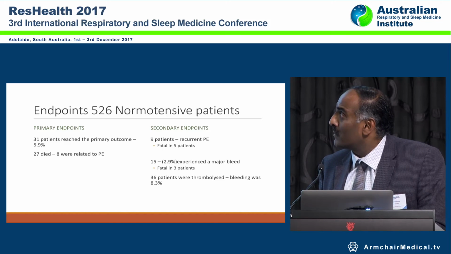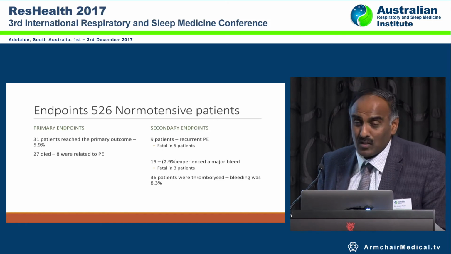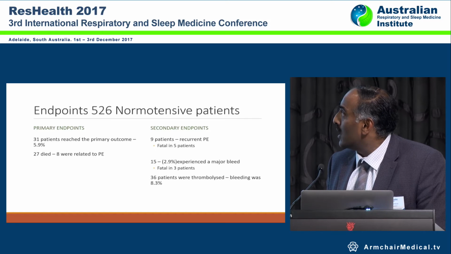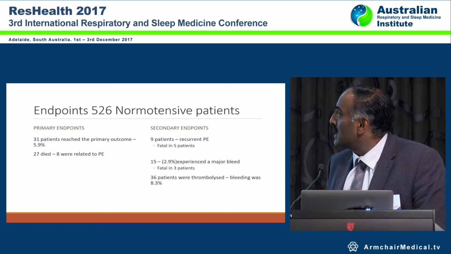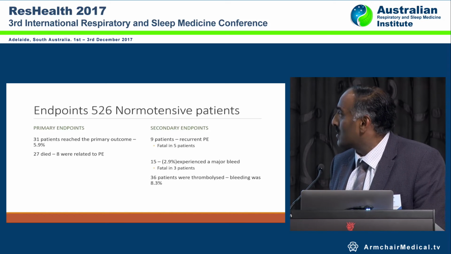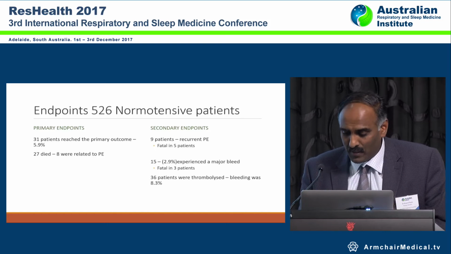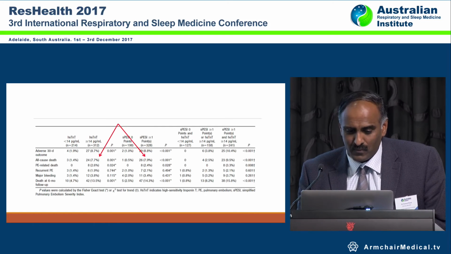Now, 31, or 5.9%, reached the primary endpoint. 27 died, and 8 were related to PE. Secondary outcomes: 9 patients had recurrent PE, 15, or 2.9%, experienced a major bleed, and 36 patients, or 8.3% of patients, were thrombolized. So that's what happened as these patients came through.